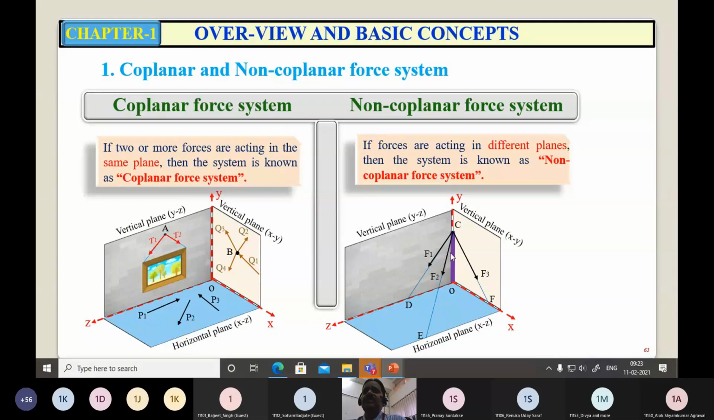And F2 is acting in some other plane, which is not defined over here, whereas F3 is acting in the XY plane, right? So all these three forces are acting in three different planes. So we can say that this system is a non-coplanar force system. Here the lines of action of these forces are acting in different planes.